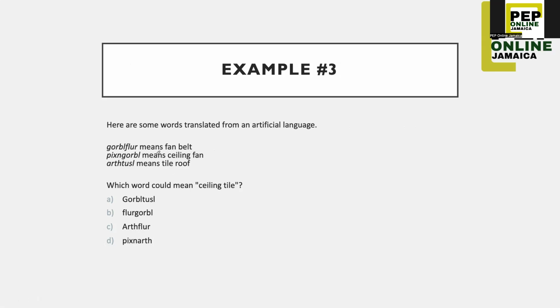Now, when we look at the first two, the information that we're getting is fan and fan. The first part here, we're realizing that G-O-R-B, possibly L, could represent fan because it's at the beginning of the word and also it's at the end of the word where fan is at the end here. So right about there, we pick up that G-O-R-B-L represents fan. That's right.